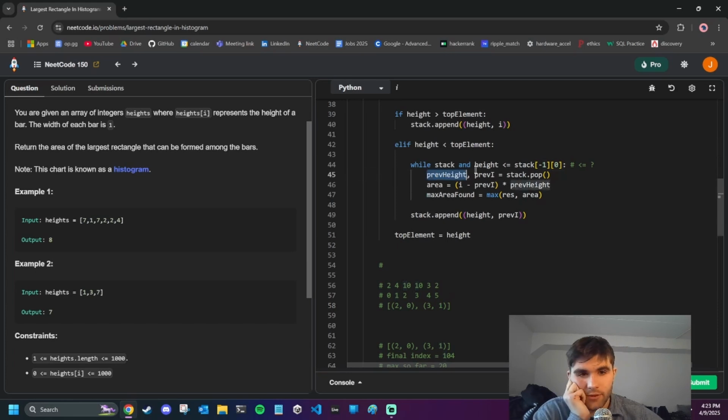Okay, so what does this do? Previous height and previous I. So previous height is 3 and previous I is 1. Area equals I, 5 minus 1, so that's 4 times previous height, which is 3. So 4 times 3 is 12. So why is it giving us 12? And we'd pop that. 12. I thought we already kind of calculated that though. So maybe we don't need this part.